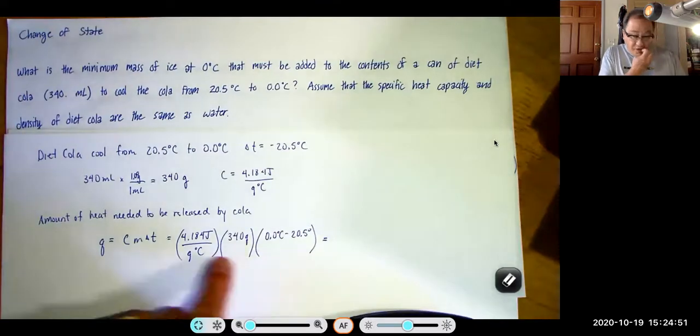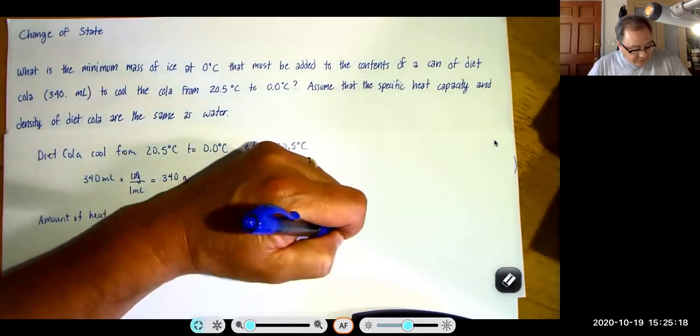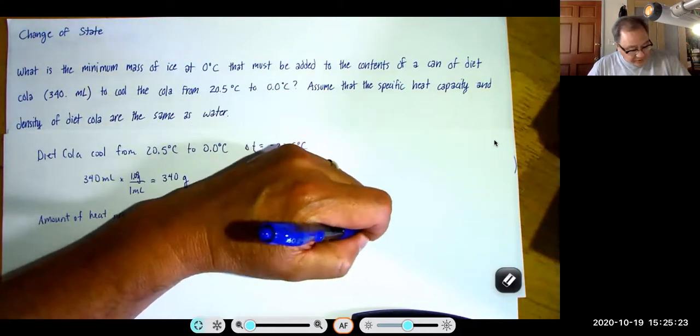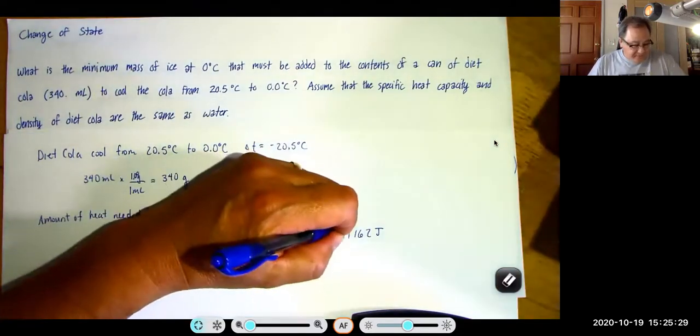And so here, the amount of heat that needs to be released by the cola is 20 times 4, 80, 80 times 340, which is going to put this around, I don't know, 2,500, something like that. No, I take that back. 25,000. 4.184 times 340 times 20.5. And we get negative 29,162 joules. And this is really only good to there because of that 340.